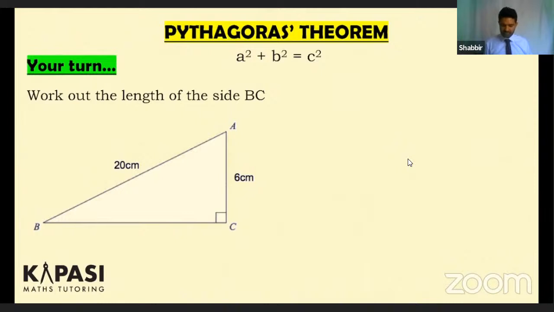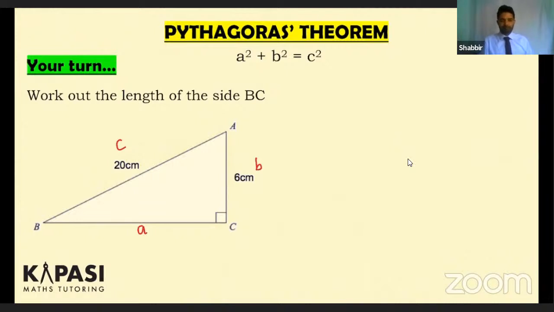Okay, 5 seconds. 4, 3, 2, 1. Okay, let's go through it. So this time we're going to label the sides. C is opposite the right angle. That's the right angle. Opposite that is C. And then I'm just going to label the others as A and B.